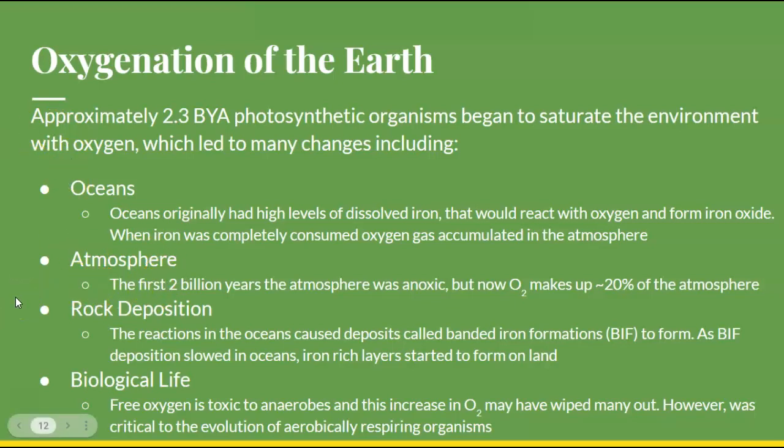So then, continuing on with the outcome of these photosynthetic organisms, the reactions in the oceans, this formation of iron oxide, caused deposits called banded iron formations. When these iron formations formed, the deposition slowed in oceans and these iron-rich layers started to form on land. So that's good. We like iron on land, but we don't want to be overrun with iron. And from that, biological life was able to evolve.